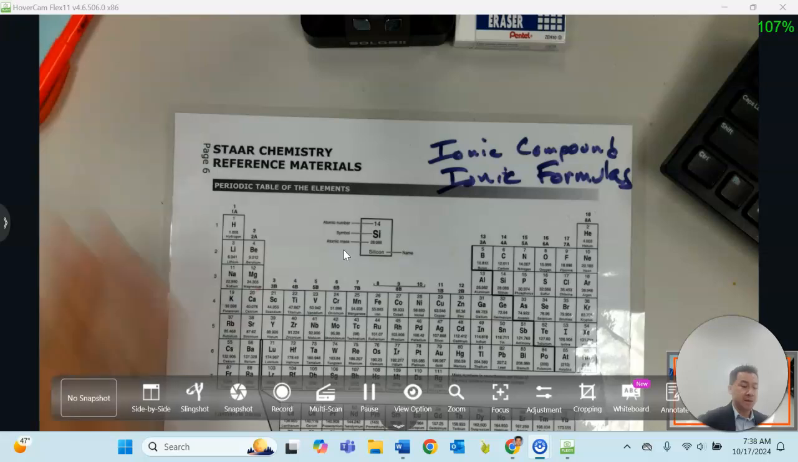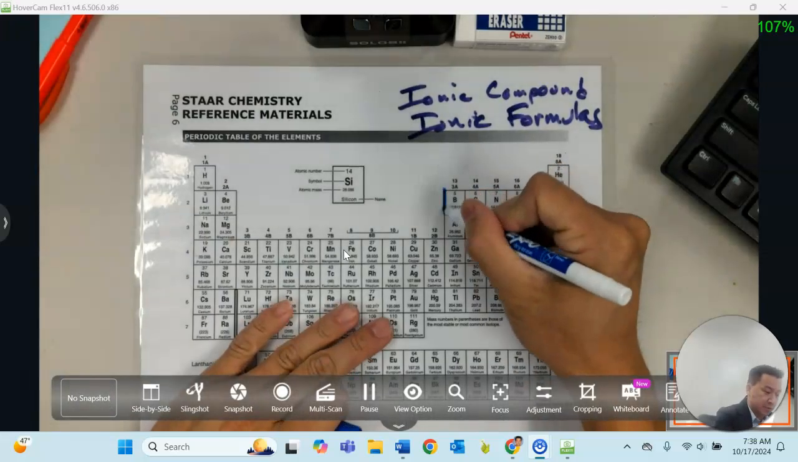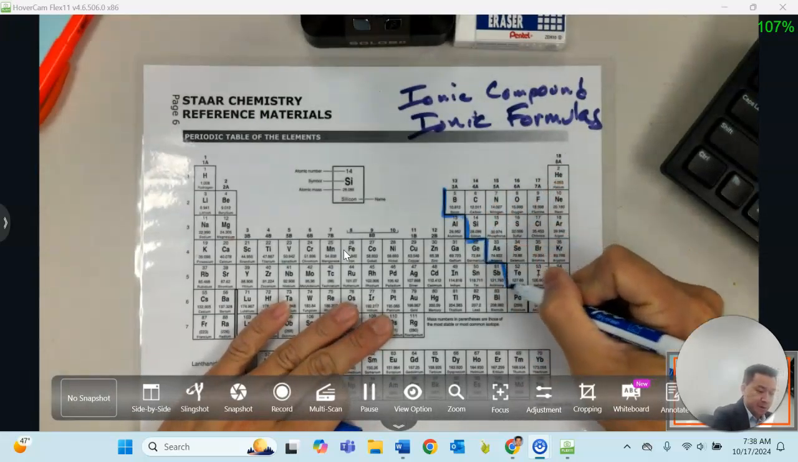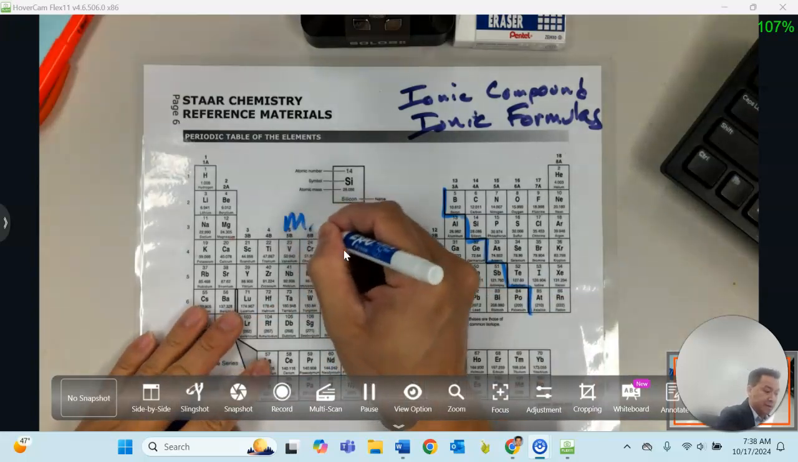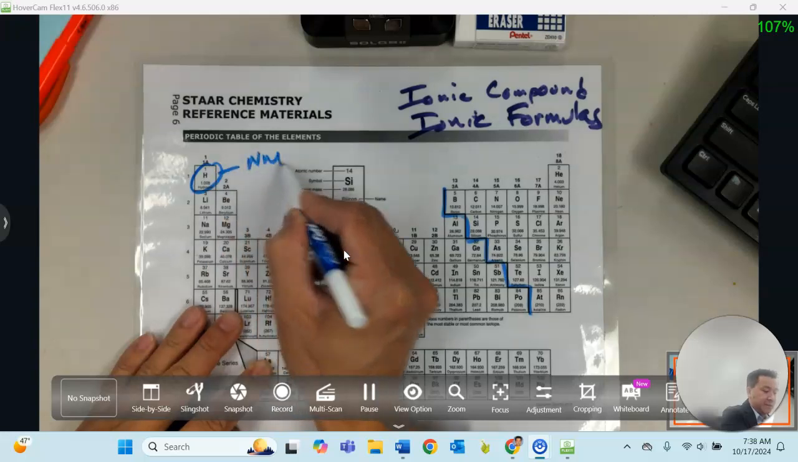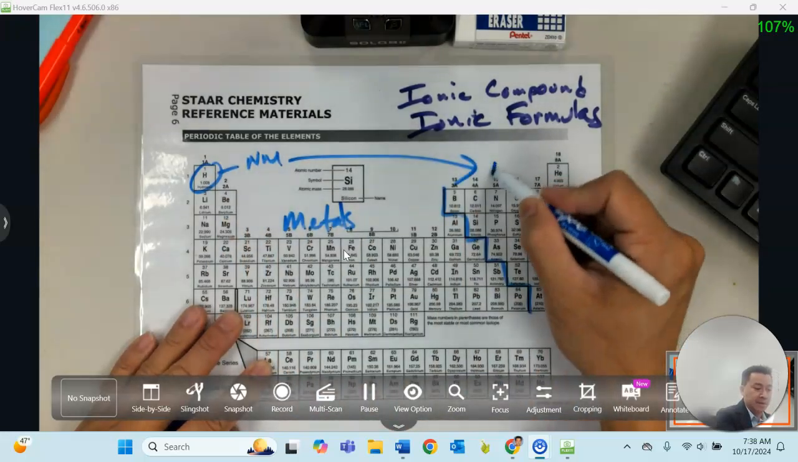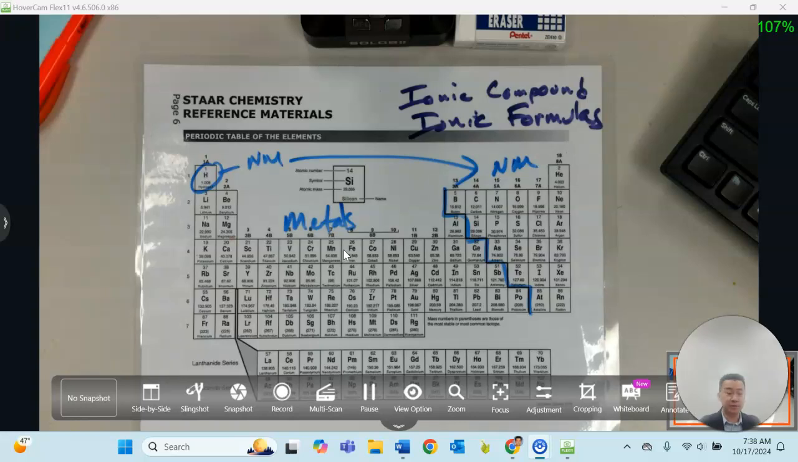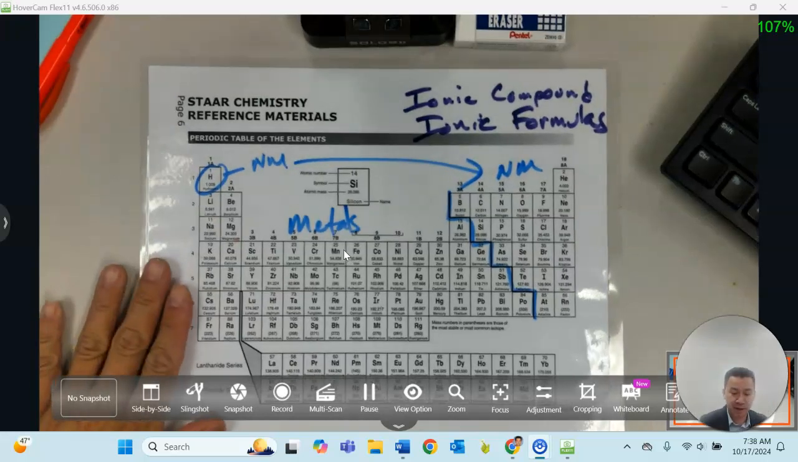So if you look back, metal is on the left side of your staircase here, on the left side of the metalloid. So your metals are over here, except for hydrogen. That is a non-metal. Okay, hydrogen belongs over here with the non-metals. So keep that in mind. You will need to know that because ionic bonds are between metal and nonmetals.